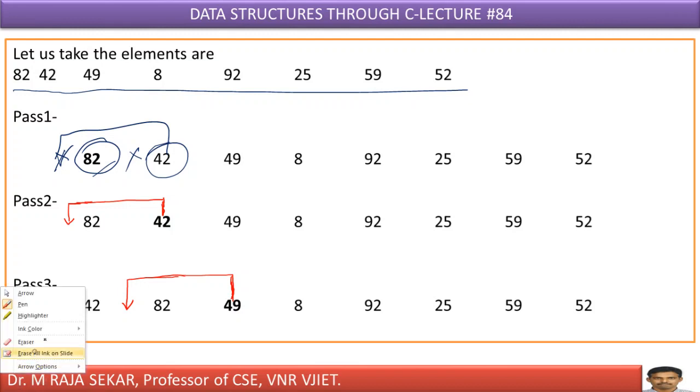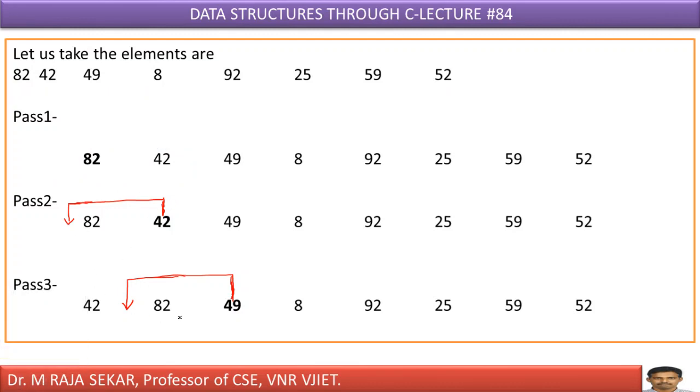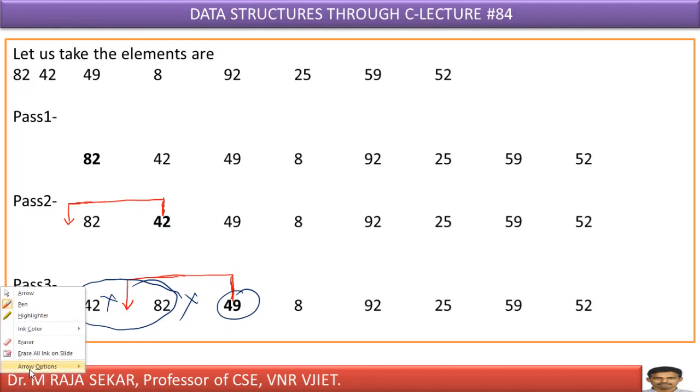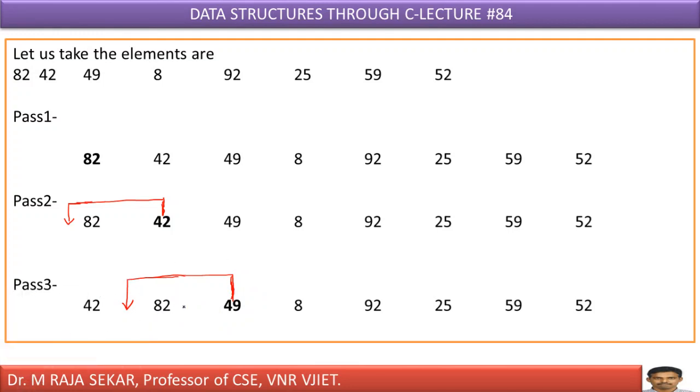That's what it says. Now we are inserting this 42. Now these two elements are in sorted order. Now what do I have to do? This 49, what are the possible positions? Here or here or here. But as 49 lies in between 42 and 82, I must keep 49 in between. I must insert 49 in between 42 and 82, so that this list will become 42, 49, 82. Therefore these three elements are sorted.